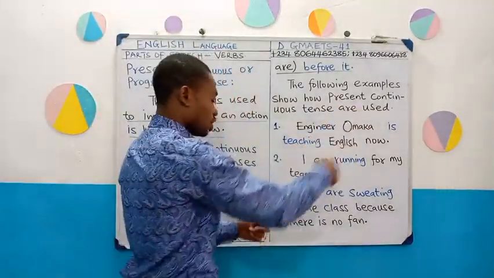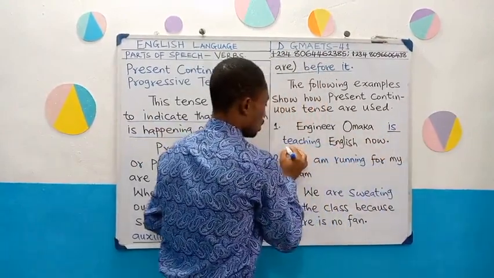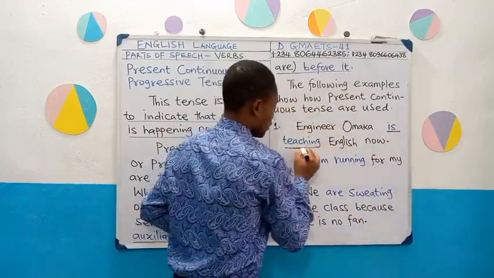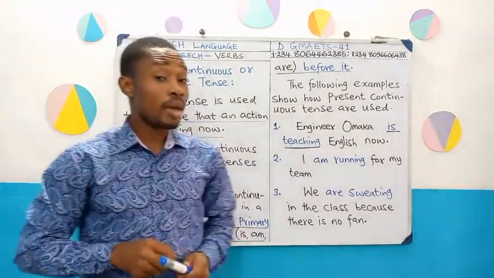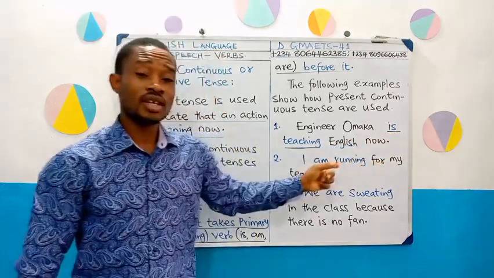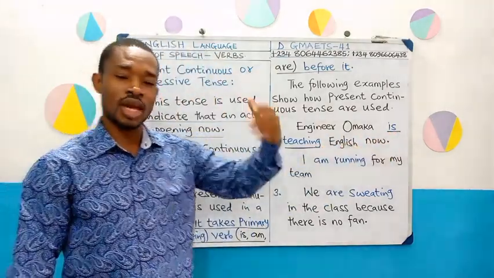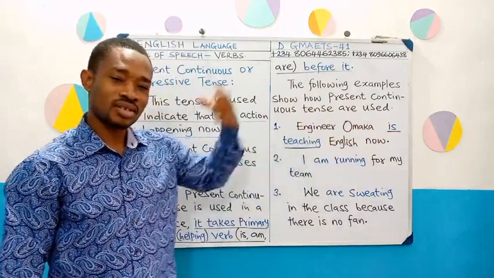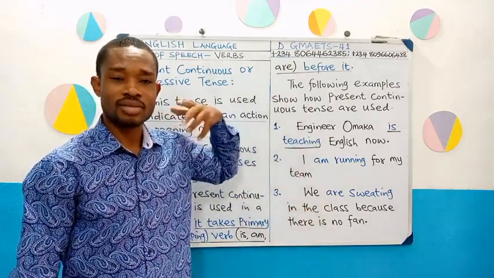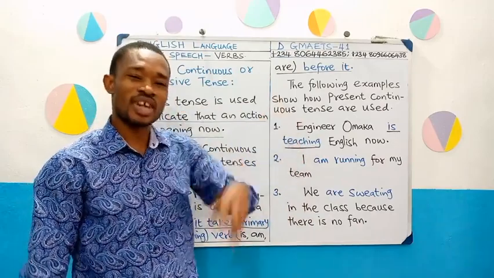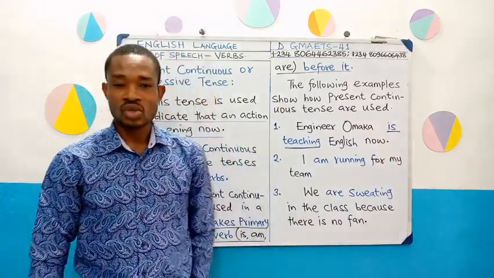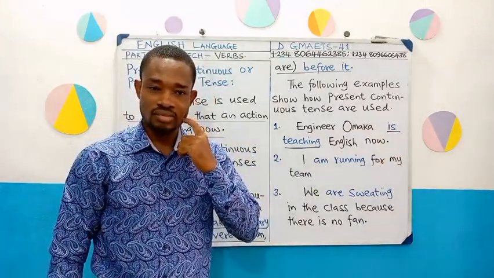And that is why you say, Engineer Omaka is teaching. Good. So I'm going to underline this: is teaching. Remember, why this is very important is this. I could have said Engineer Omaka was teaching English. If I say was, you know it has changed this continuous tense to what? Past. So if I must make teaching present, then it has to go with the present tense helping verb, is.